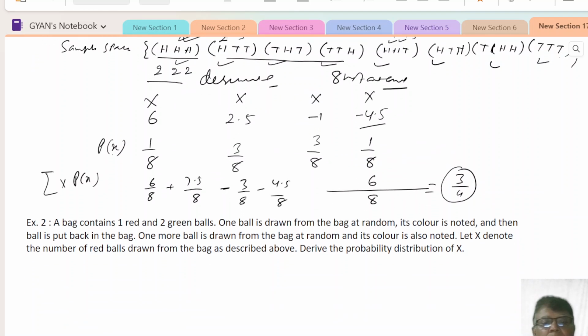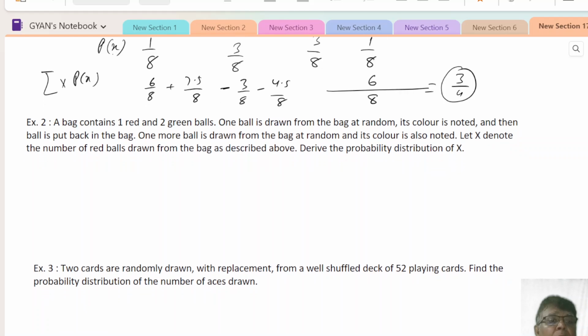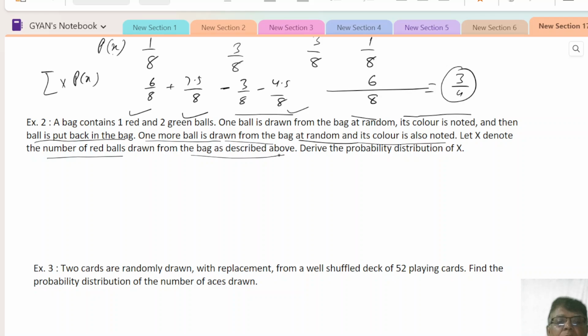So now come to the next question. A bag contains one red ball and two green balls. One ball is drawn from the bag at random. Its color is noted. Then the ball is put back in the bag. One more is drawn from the bag at random. Its color is also noted. Let X denote the number of red balls drawn from the bag. Derive the probability distribution of X.